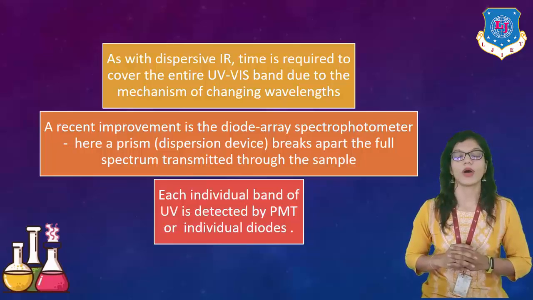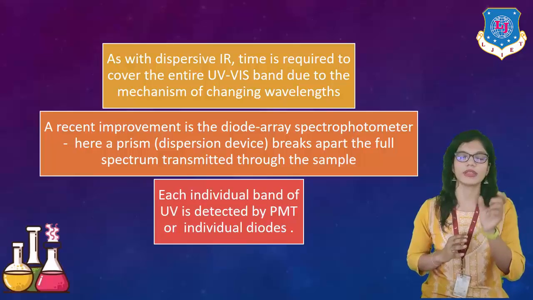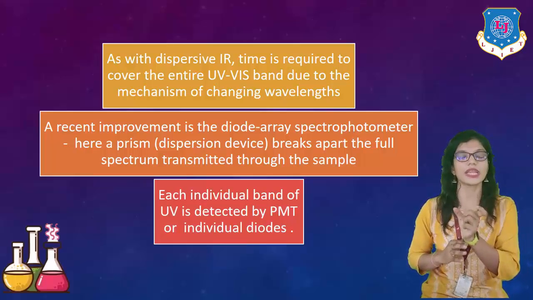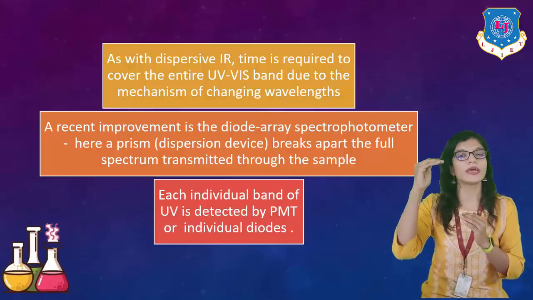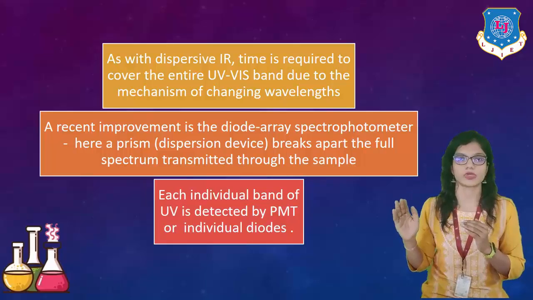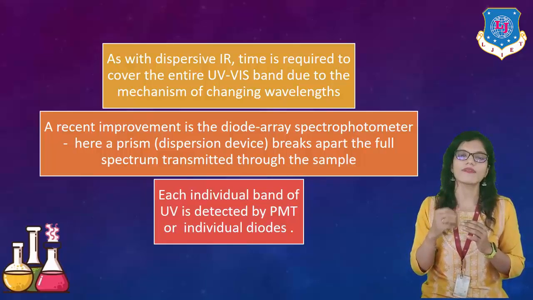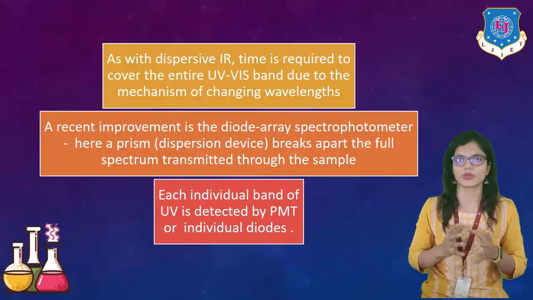If we talk about the instrumentation part, we all know that as with the dispersive IR, time is required to cover the entire UV visible band due to the mechanism of changing wavelengths. Here we have already seen that we get a monochromatic beam, and then we have a splitter, right? In which we get the particular split of the bands. One band will be moved towards the sample tube, while another one will be moved towards the reference one. When we have changing of chemical bands present, at that time certain kinds of fluctuations can be observed.